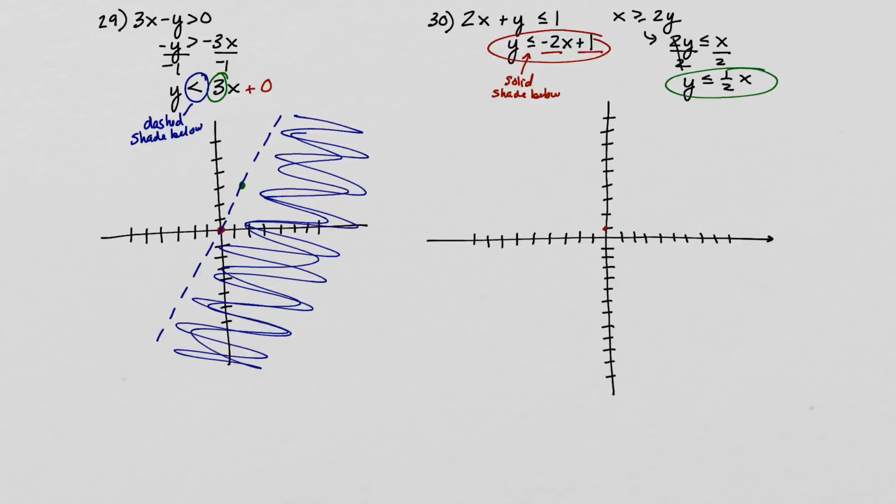So we're going to go here to 1. We're going to put the dot. We're going to count off the slope. So down to the right 1. I'm going to make a solid line between those.